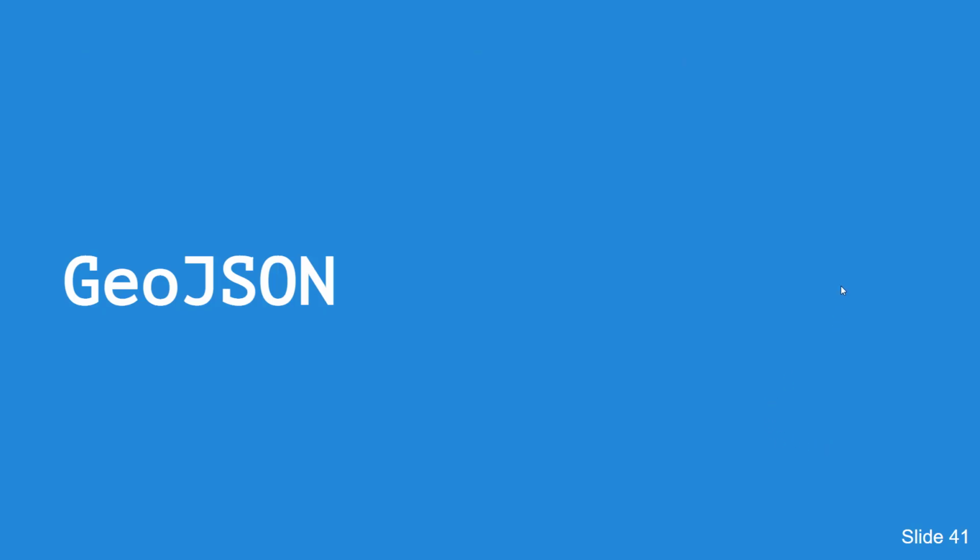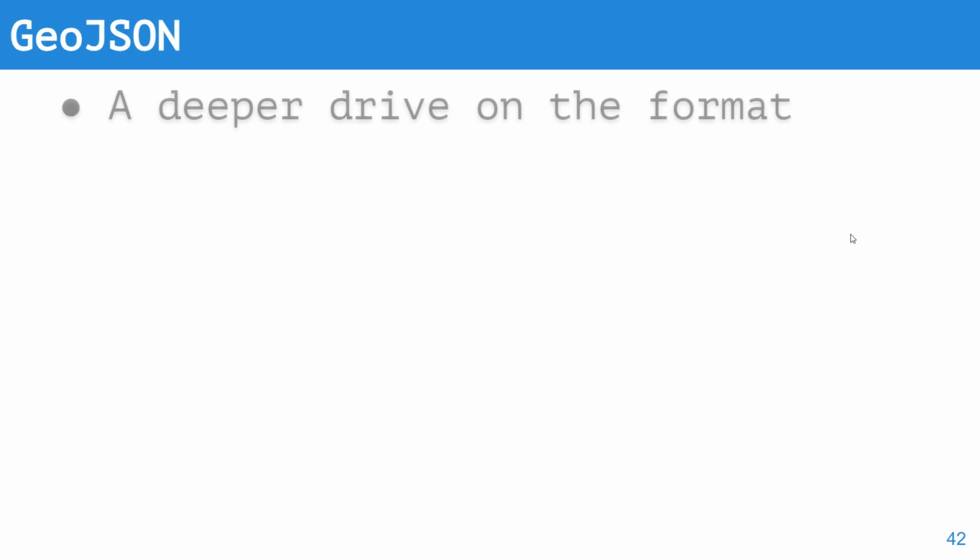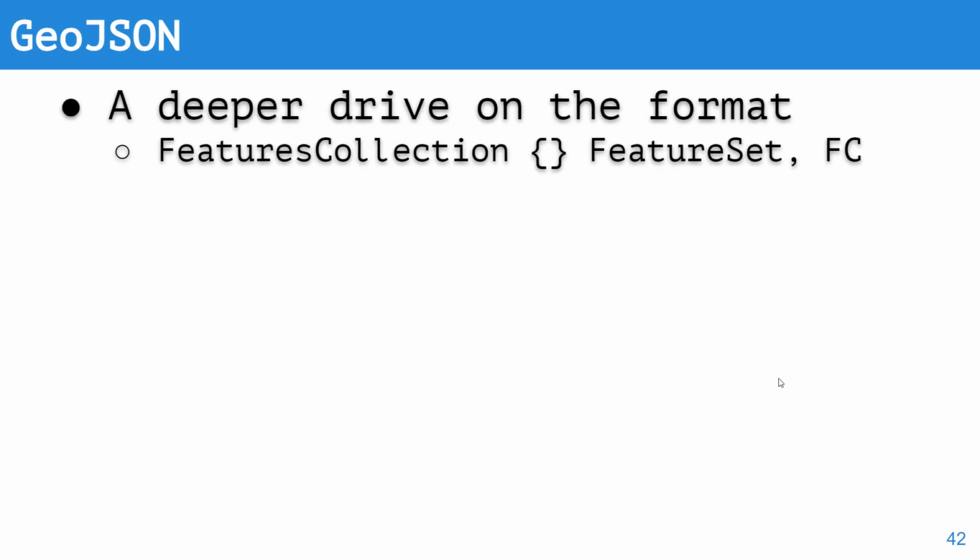Let's talk a little bit about GeoJSON. Do a little bit of a deeper dive on the format. One big thing, usually if it's a layer concept, a whole bunch of features, it's called a feature collection. It's an object, and that object is on par with a feature set that comes with the ArcGIS JavaScript API, very close to a feature class.